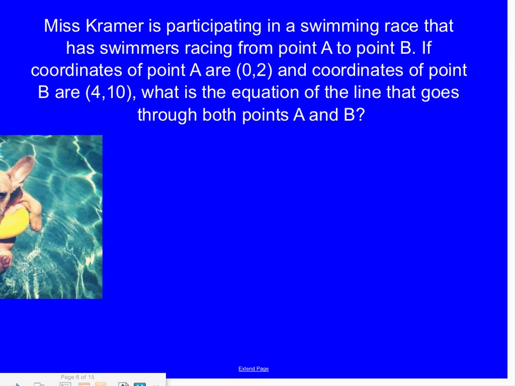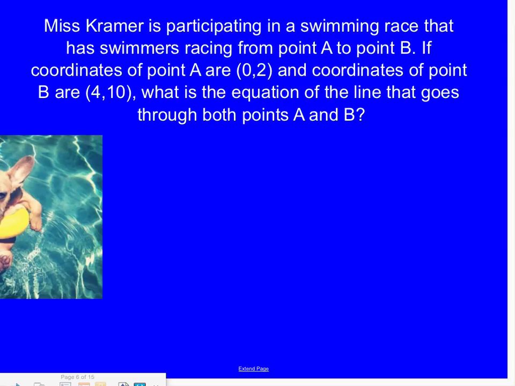Okay, it says Miss Kramer is participating in a swimming race that has swimmers racing from point A to point B. If the coordinates of point A are (0, 2) and the coordinates of point B are (4, 10), what is the equation of the line that goes through both points A and B?